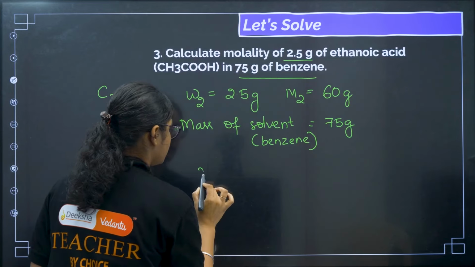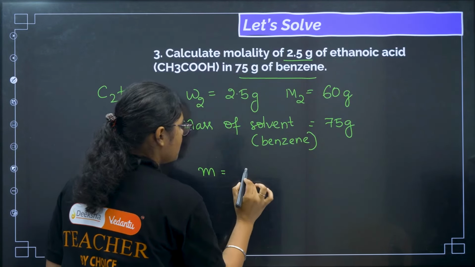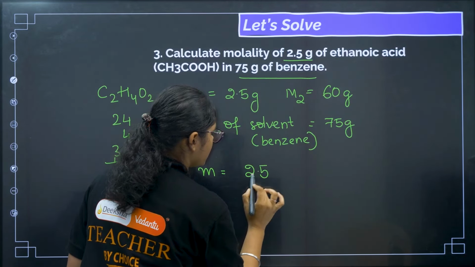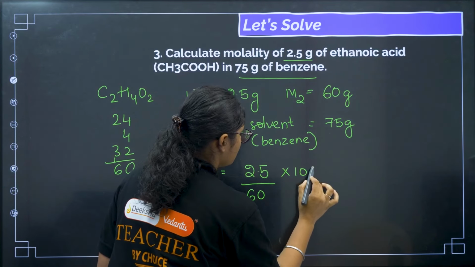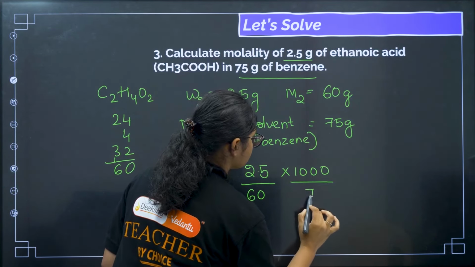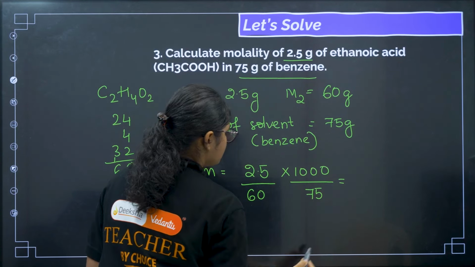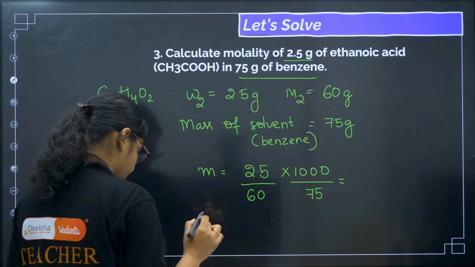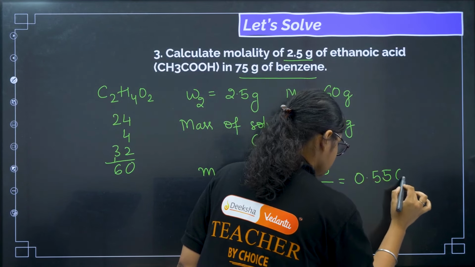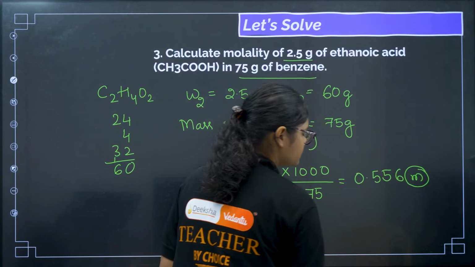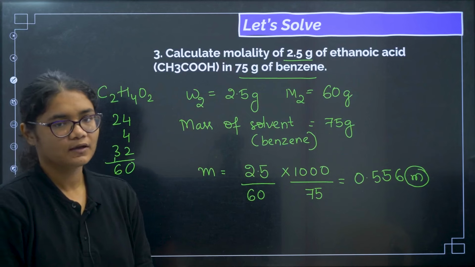Now let us calculate the molality. So given mass, that is 2.5 gram, divided by molar mass, 60 gram, into 1000, by mass of the solvent, 75. So now the calculation part is yours, but if you solve this, you will be getting around 0.556 molal. You see, the unit should be small m here.